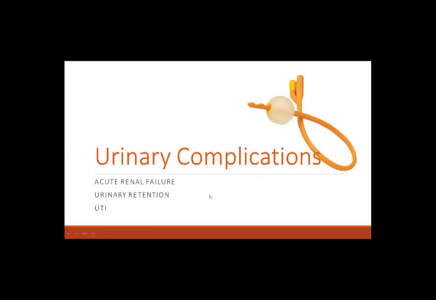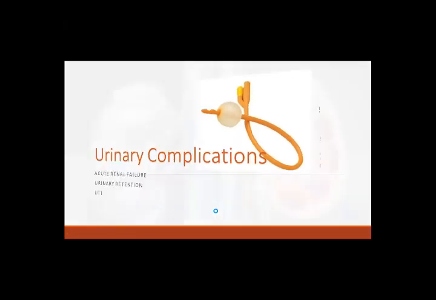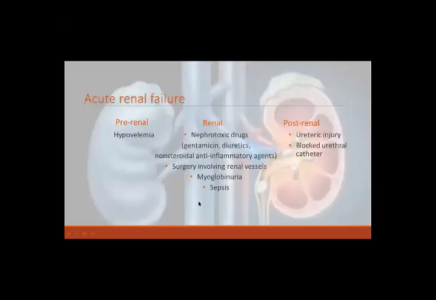Next we shift to urinary complications, जिसमें हमारे पास है acute renal failure, which is less common, obviously. Urinary retention, which is fairly common, and UTI, which is very, very common. Acute renal failure क्यों होगा? It has obviously three kinds of reasons.